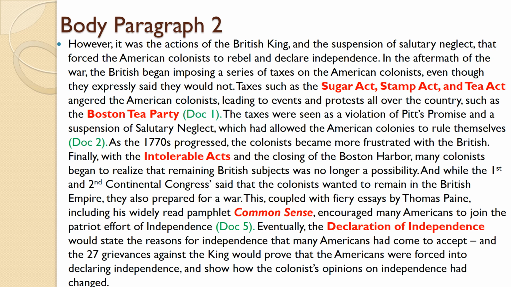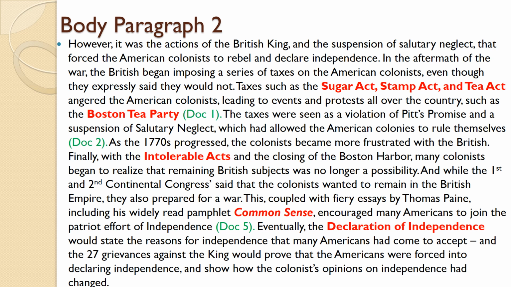As the 1770s progressed, the colonists became more frustrated with the British. Finally, with the Intolerable Acts and the closing of the Boston Harbor, many colonists began to realize that remaining British subjects was no longer a possibility. And while the First and Second Continental Congresses said that the colonists wanted to remain in the British Empire, they also prepared for a war. This, coupled with fiery essays by Thomas Paine, including his widely read pamphlet Common Sense, encouraged many Americans to join the Patriot effort for independence.